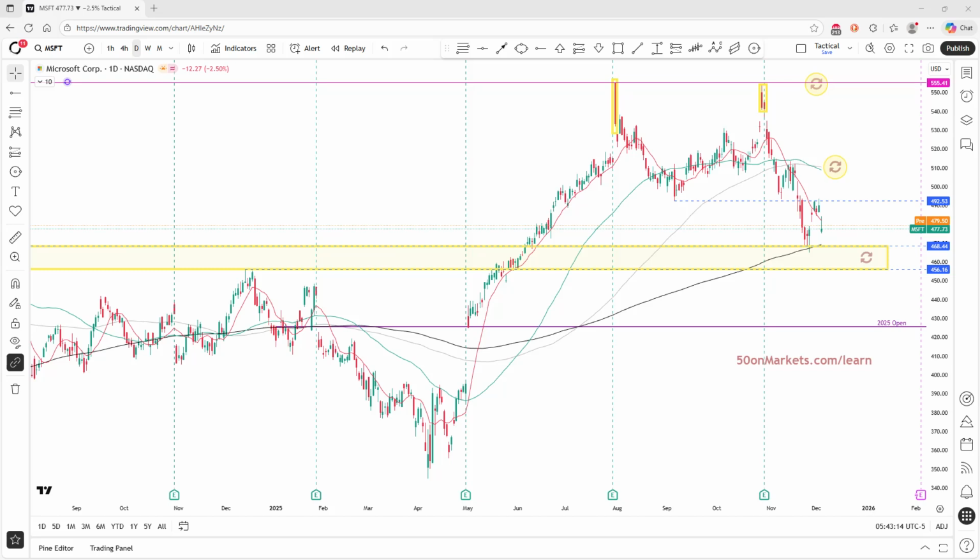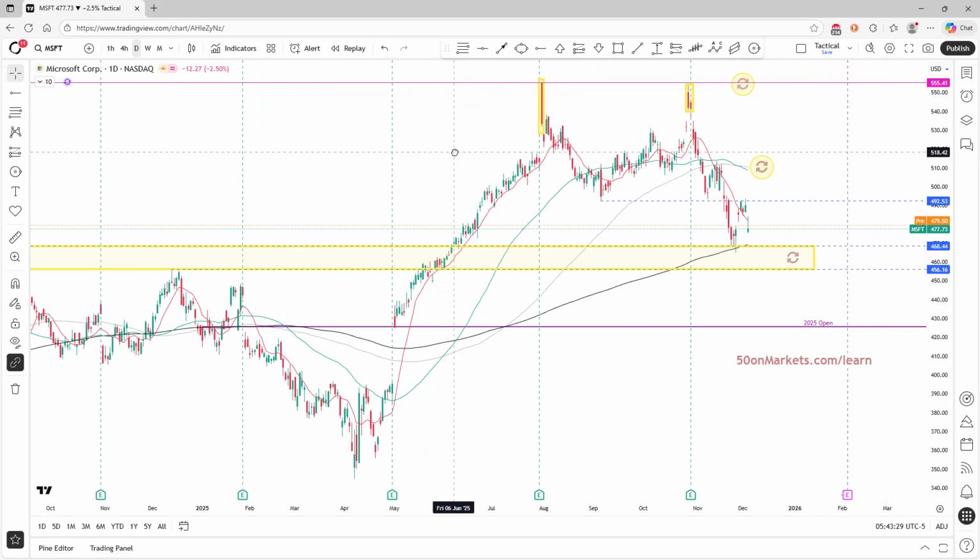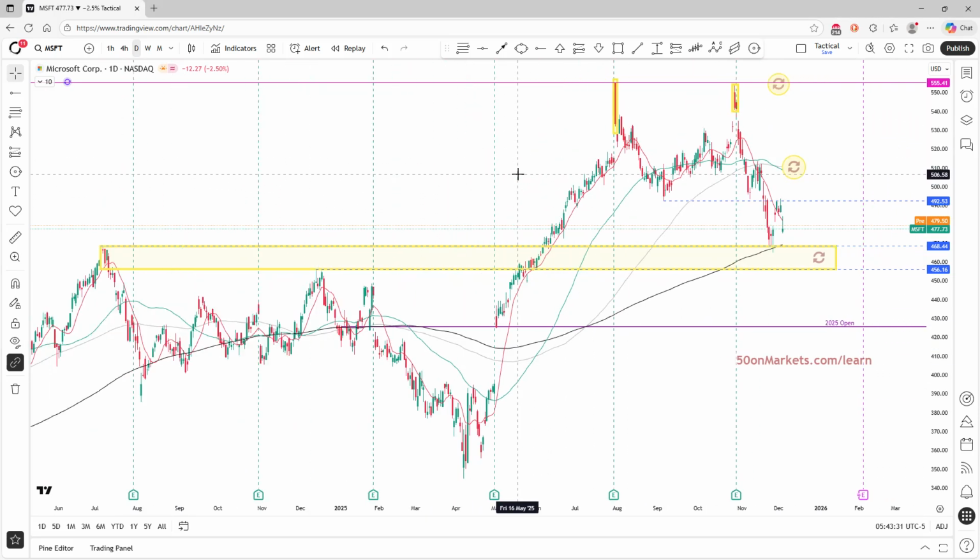Yesterday during the daily webinar, we discussed Microsoft, and I thought it was an interesting dynamic to post here on the Substack. And basically, what's happening here? Well, we've had this unwind off this double top, right? But why is this particularly interesting?